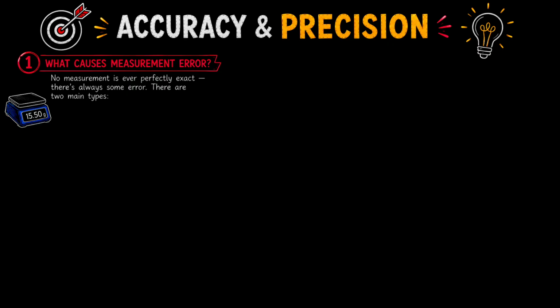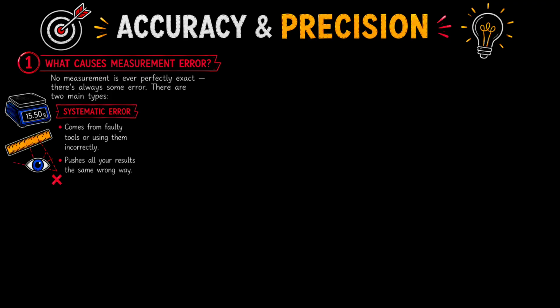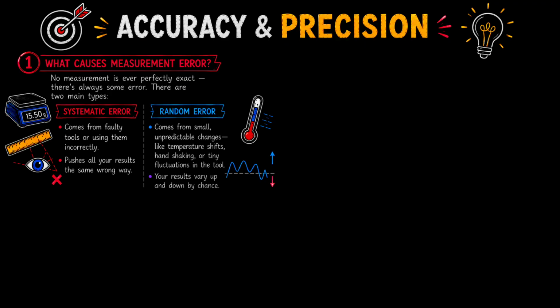What causes measurement error? No measurement is ever perfectly exact. There's always some error. There are two main types. Systematic error comes from faulty tools or using them incorrectly. For example, a scale that always reads too heavy, or reading a ruler from an angle instead of straight on. It pushes all your results the same wrong way. Random error comes from small, unpredictable changes, like temperature shifts, your hand shaking slightly, or tiny fluctuations in the tool.